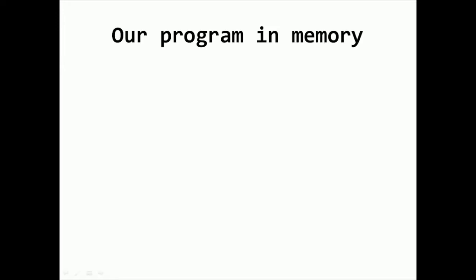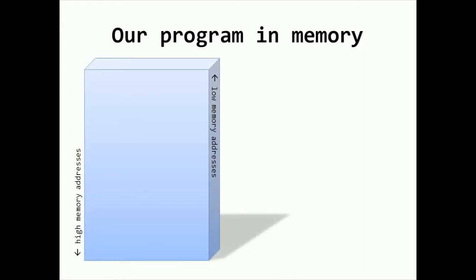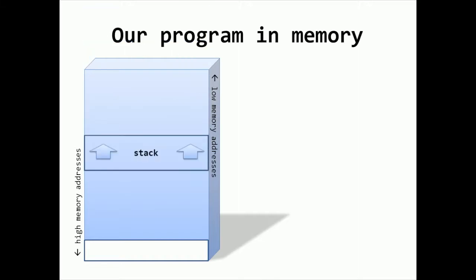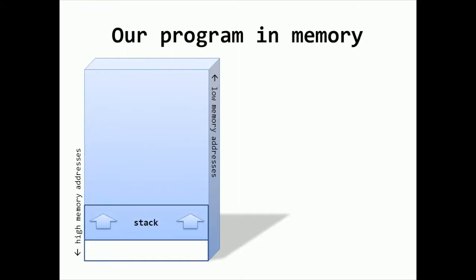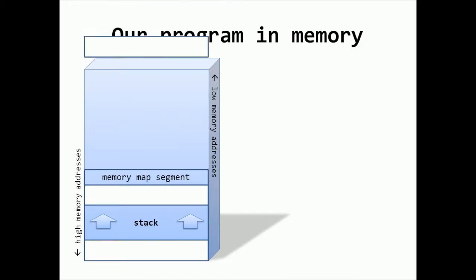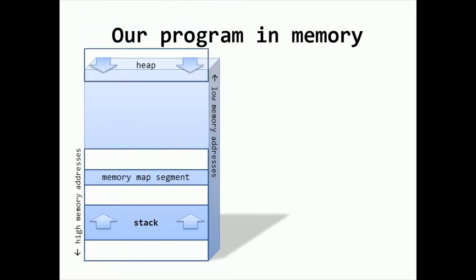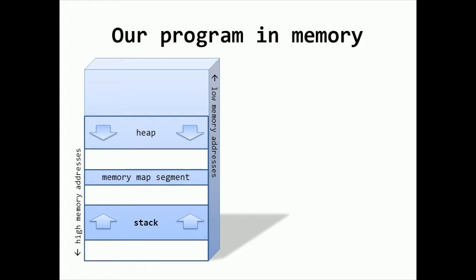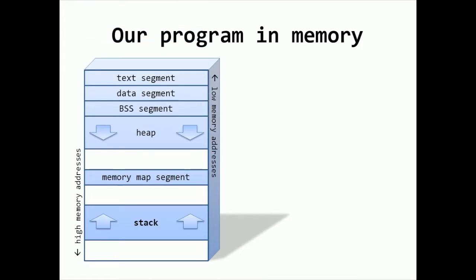at runtime. Let's start with a big picture of what a program looks like in memory, building from higher memory addresses to lower memory addresses. We have a stack offset, the stack which grows up into lower memory addresses, a memory offset for stack growth, the memory map segment, a memory offset for heap growth, the heap which grows down into higher memory addresses, the BSS segment, the data segment, and the text segment, which is where our code is stored as executable instructions.